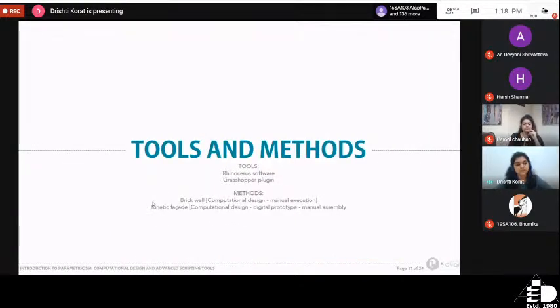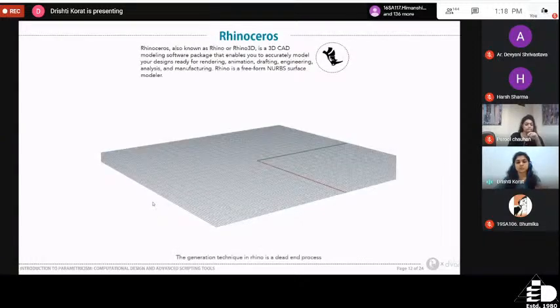Further on, let's look at different tools and methods that one can use to generate such designs. So, starting with Rhinoceros. Rhinoceros is basically 3D modeling software. It's much similar to, say, SketchUp or ArchiCAD or Revit for that matter, where it basically looks at constructing a geometry, and it's pretty much manual in nature.